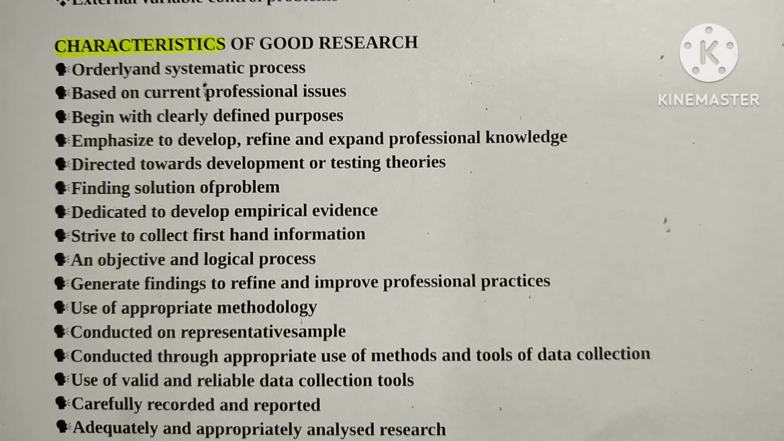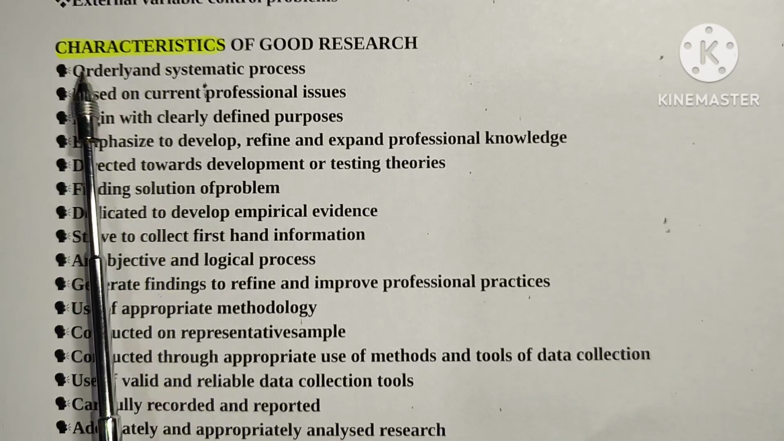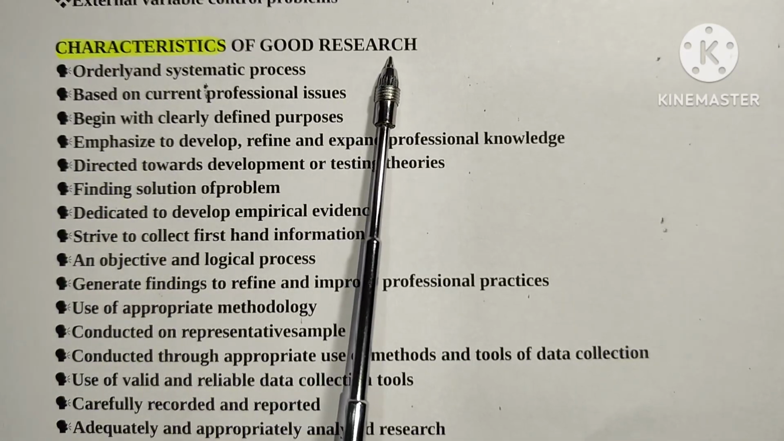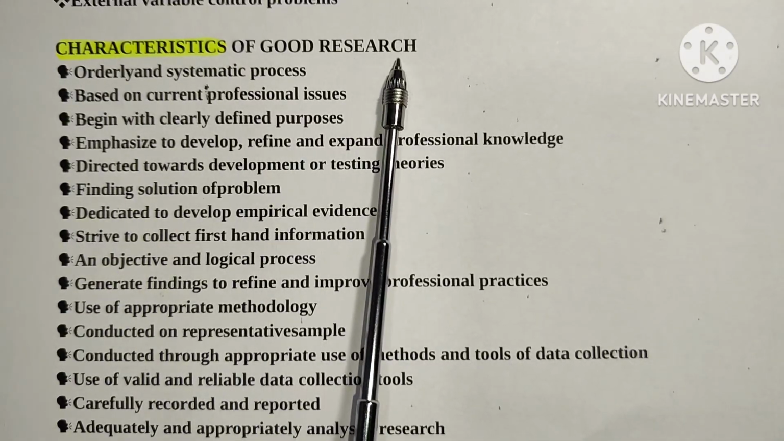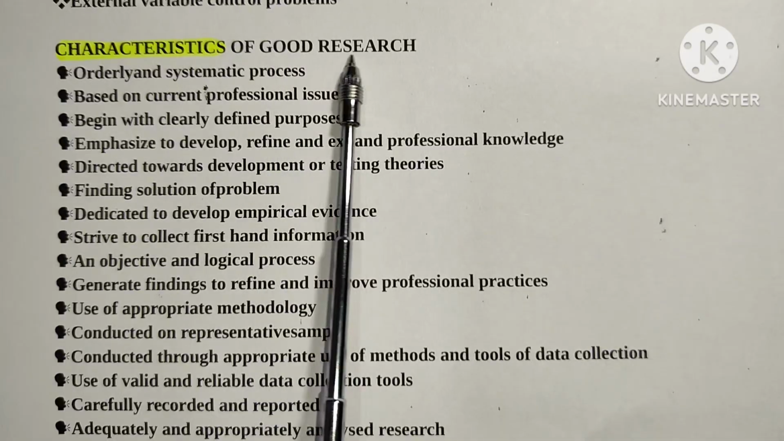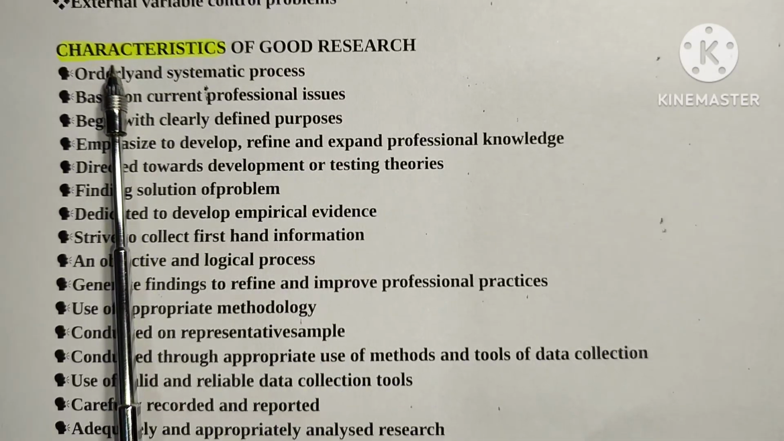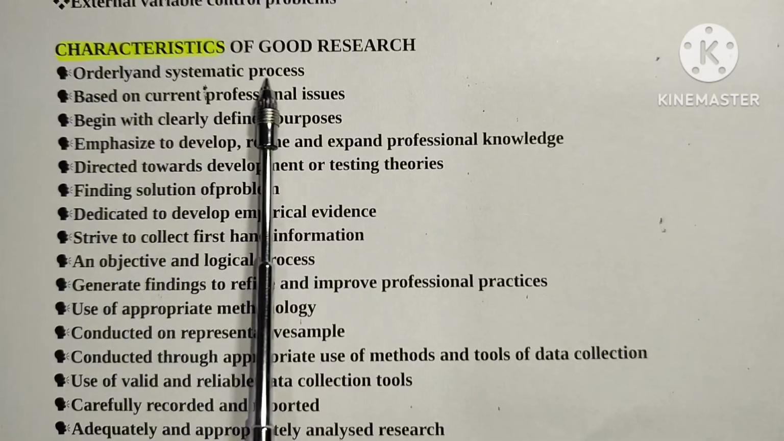So in this video we will continue the topic of nursing research with characteristics of good research. So what are the characteristics of good research? We call any topic good research when it fulfills all the following characteristics. They are: orderly and systematic process.